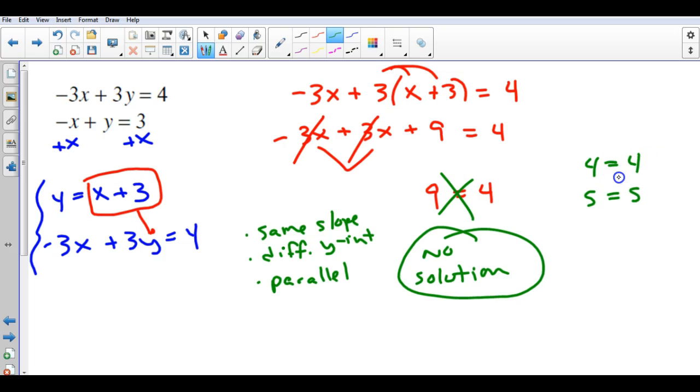So if your variable drops out, so if we have no variables left, if you end up with something that is not true, that's a no solution. If it ends up being something that is true, 4 equals 4, 5 equals 5, 6 equals 6, if you end up with something true, that would be infinitely many solutions.